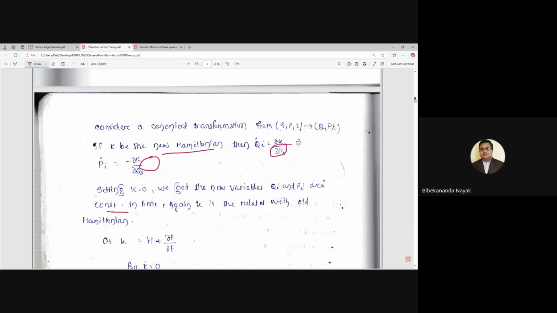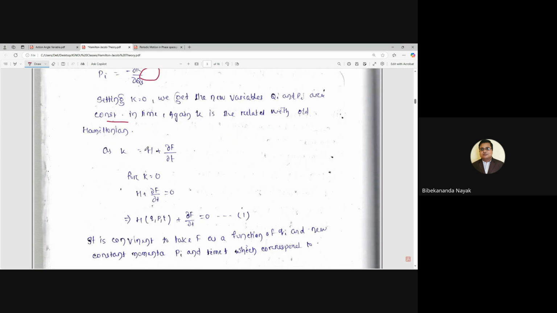Again, K is related to the old coordinates by the formula K is equal to H plus ∂F/∂t. So K equal to 0 means H plus ∂F/∂t is equal to 0, where H is a function of q, p, t.